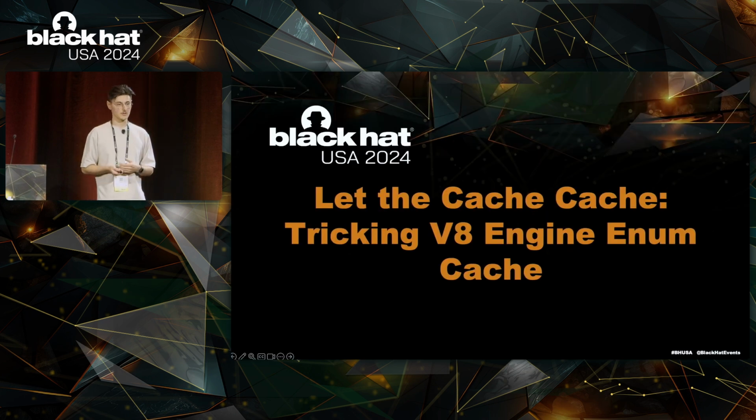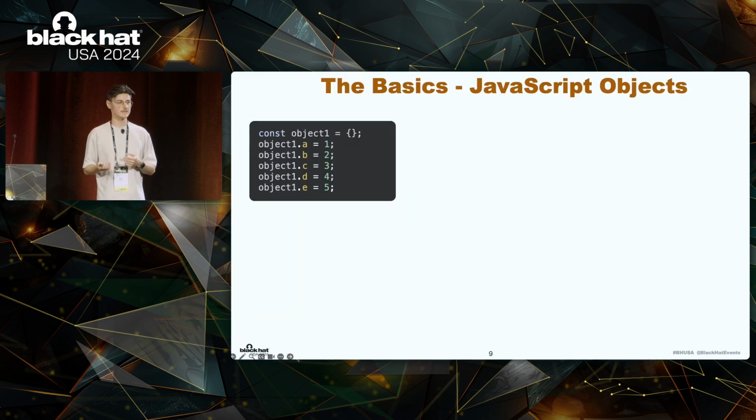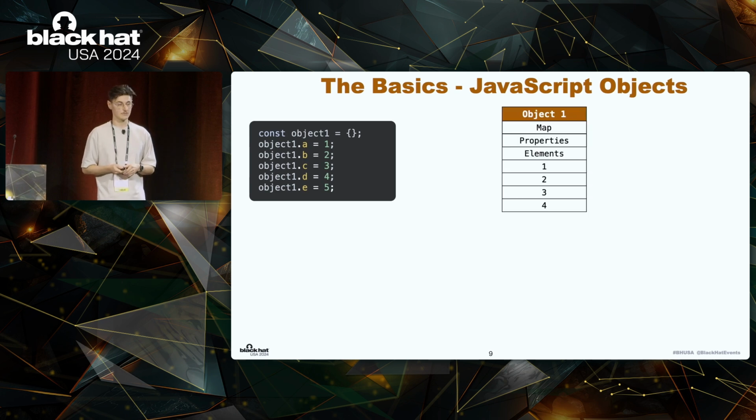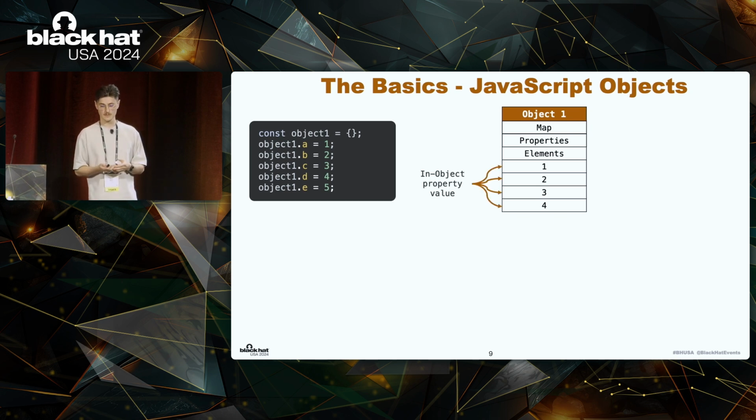Let's begin by talking about the vulnerability. And first, we'll go through some of the basics that are required to understand properly what the vulnerability is about. So let's create an object, one, with 5 properties, A, B, C, D, and E, and values 1, 2, 3, 4, 5. In memory, the object will look like that. As you can see, there are the values 1, 2, 3, 4, and those are actually the property values stored inside the object, so they are the in-object property values.